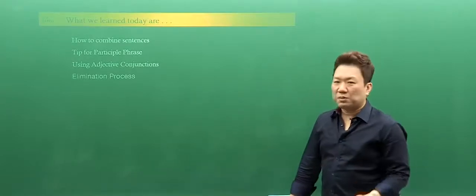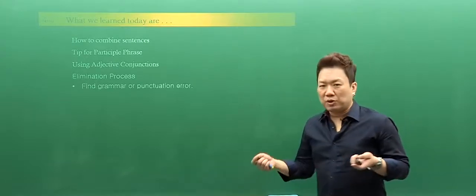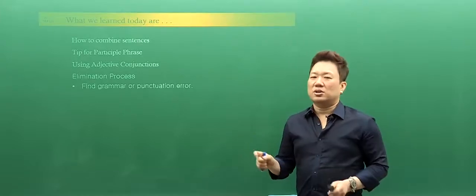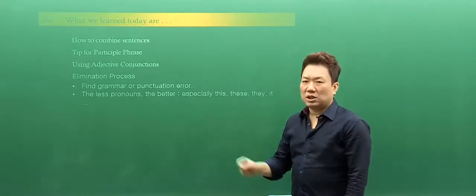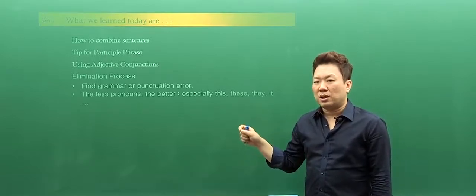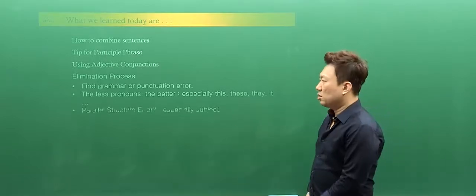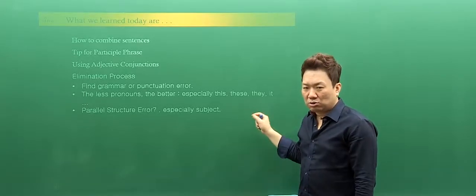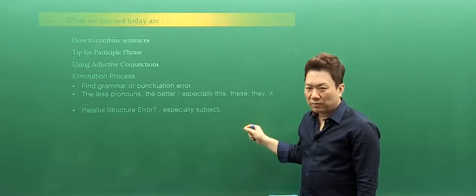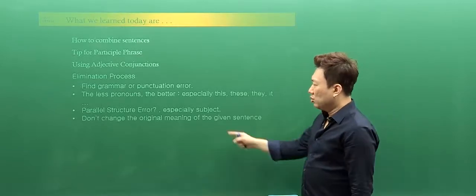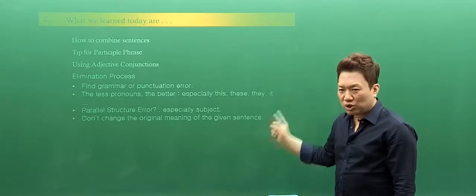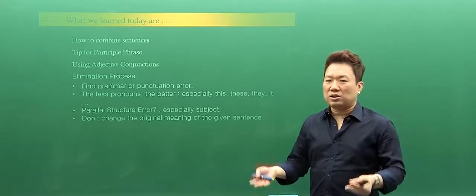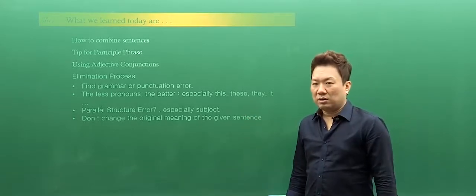Good. And the elimination process. You can find grammatical and punctuation errors first, especially what? Related to the punctuation and conjunctions, okay? The last, pronouns: if the answer choice contains pronouns, in most cases, it's not the answer. And parallel structure error, especially the subject. Two sentence structures must be parallel to each other, meaning-wise too, right? And don't change the original meaning of the sentence. Don't change it. Your job is improving sentence structure, not changing or correcting logical errors there.